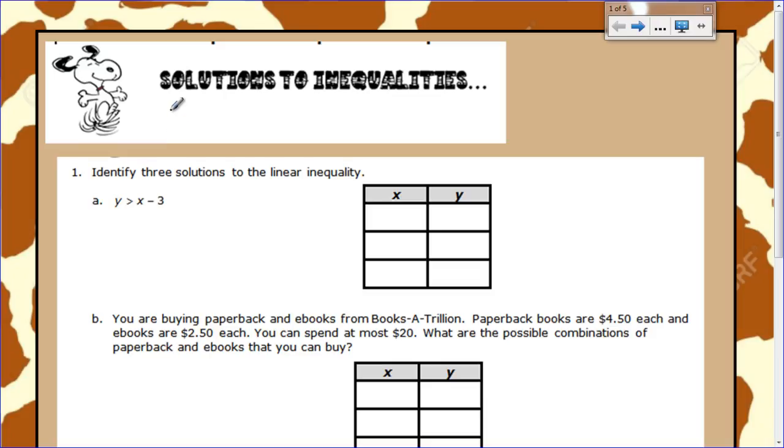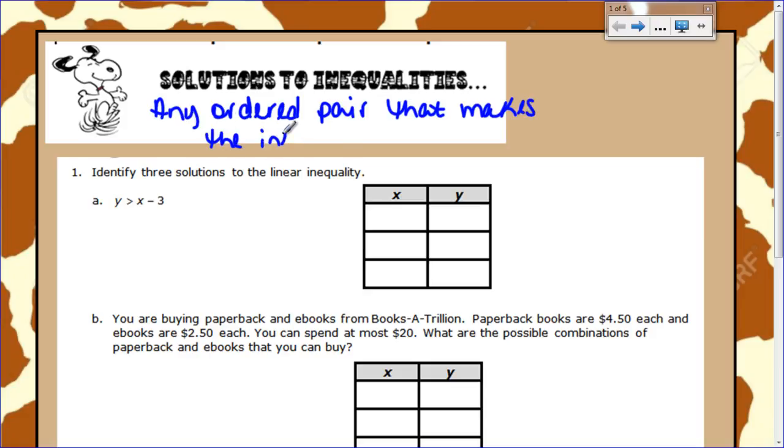So up here with Snoopy, under solutions to inequalities, we need to write a definition. A solution to an inequality is any ordered pair that makes the inequality true. And so whenever I am looking for a solution, that's what I'm looking for, ordered pairs that will make the inequality true. And we did this before when we did solutions to linear equations or linear functions. We had the ordered pair, we plugged it in, we tested to see if it worked. So like number 1 here, where it says identify 3 solutions to the linear inequality, they're just looking for values that will make this work.